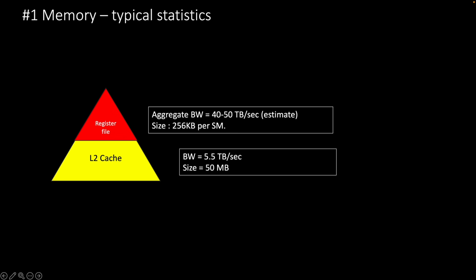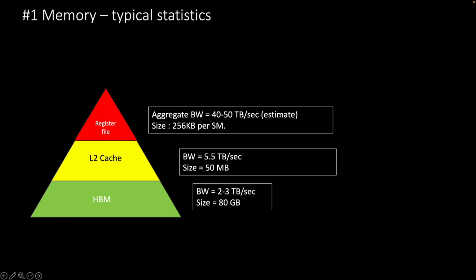So when we do the math, we need to bear in mind that reading 1 byte from L2 costs as much as reading 10 bytes from the register file. So when we do the analysis, we can regard reading from the register file as a free, cost-free operation. And the last bank is the HBM.